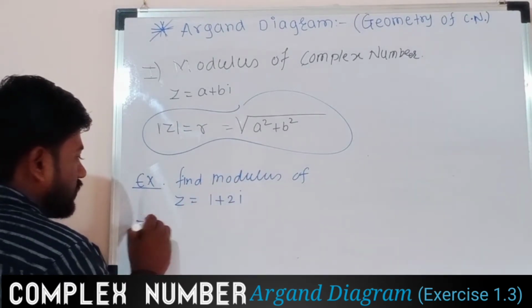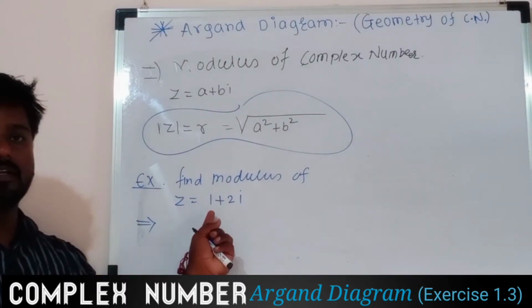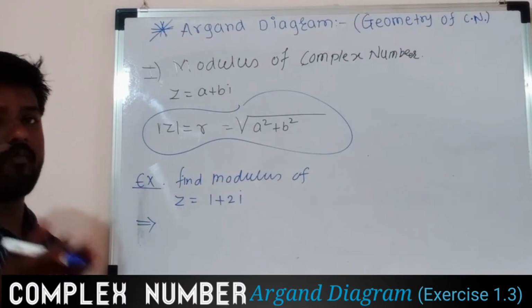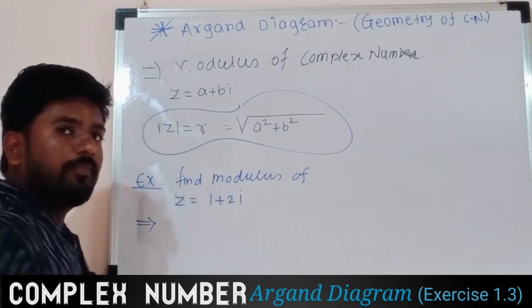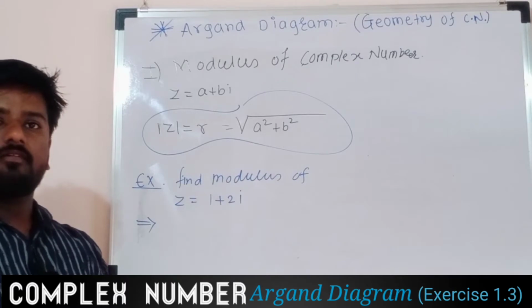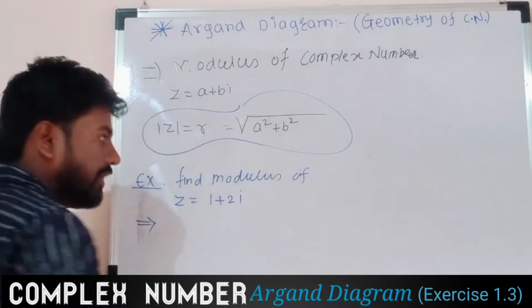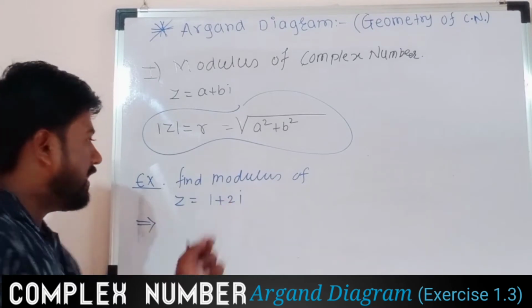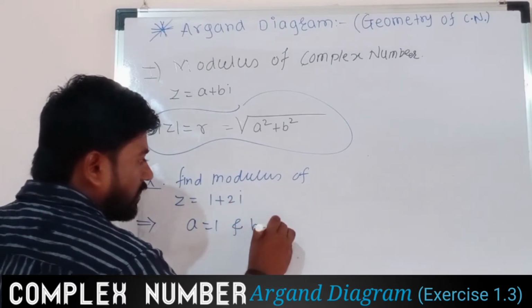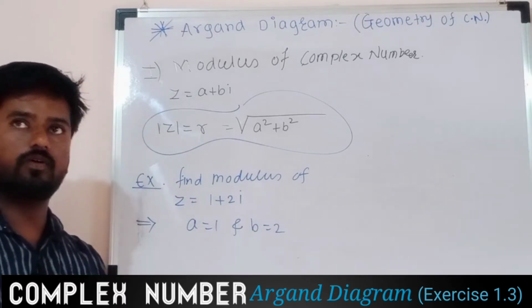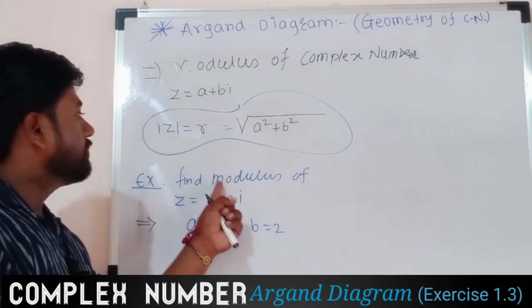So first of all students, in the solution what should I write? First of all you have to compare this complex number with the general complex number, that is a plus bi. As you compare with a plus bi, you will get the value of a and the value of b. So tell me, what is the value of a here? So a equals 1 and b equals 2, right students?